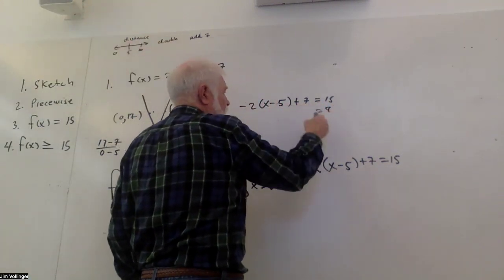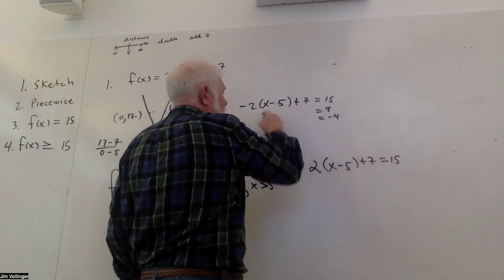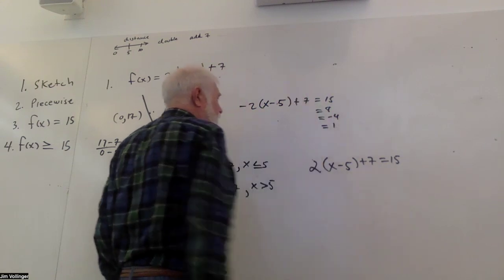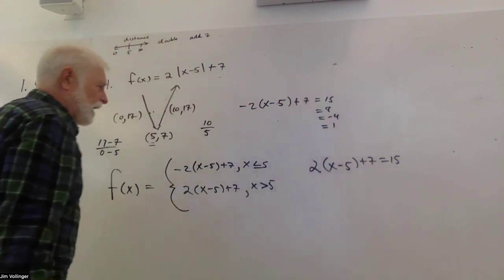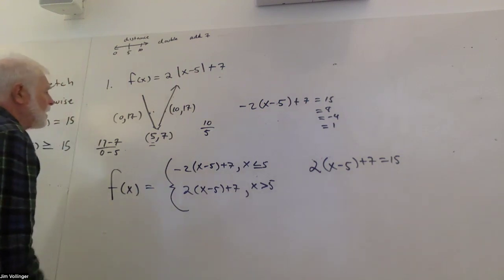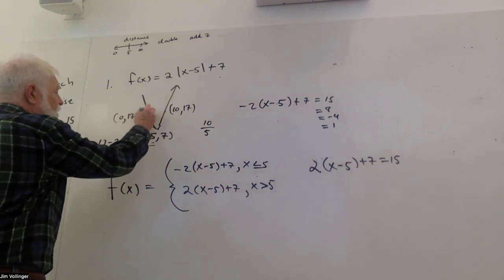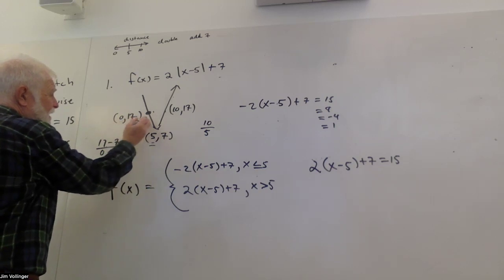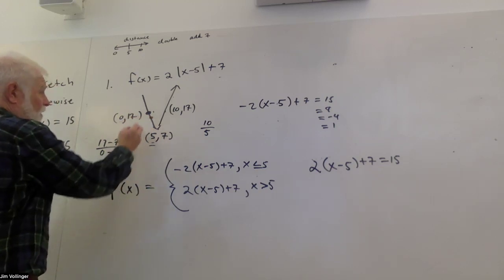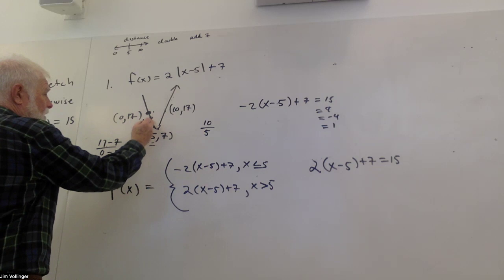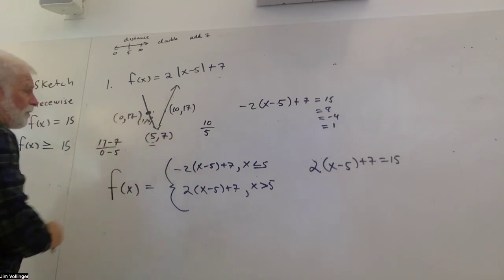8 divided by -2, -4. Add 5, 1. So it looks like 1 gets us a height of 15. Oh, well, that makes some sense. Here's 17 right here, right? 15 is less than that. So yeah, 1 comma 15 seems to be positioned properly.